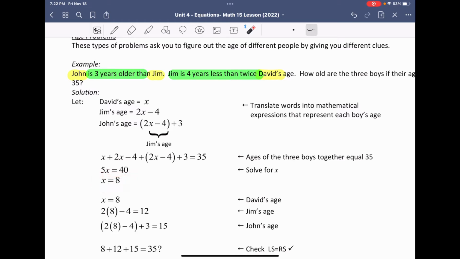So what does this tell me? Well, x being equal to 8 tells me it's David's age, because David's age was symbolized by just the x alone. Then I put in that x equals 8 for the following line, and this symbolizes Jim's age because we knew it was 2x minus 4. So we have David's age, which is 8, Jim's age, which is 12, and then finally I plug in that 8 for this final line, and it's symbolic of John's age. When we do John's age calculation with 8 in for x, we get an age of 15.